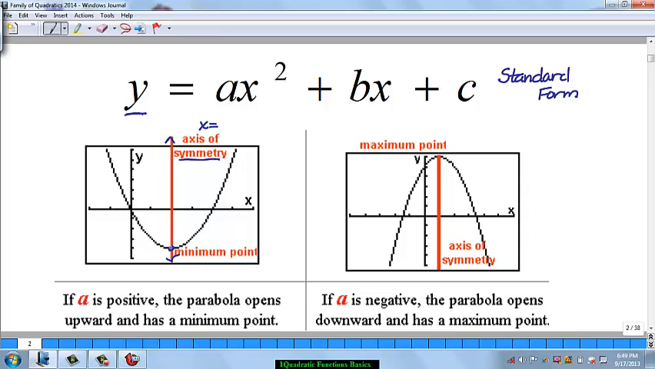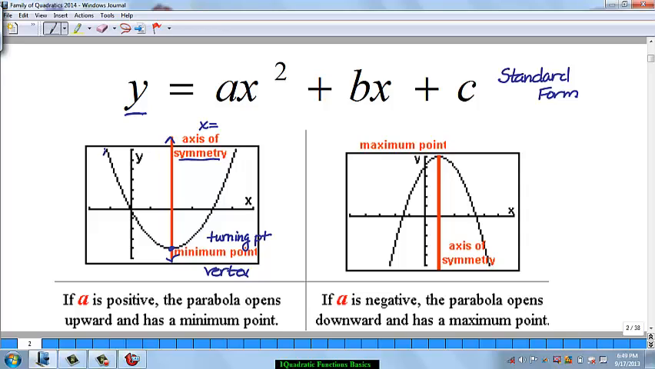Down here is the minimum point. We've also known this called as the turning point. They're both the same. We also can call it a vertex because it's the vertex of the parabola. It's right here where it turns and goes the other way. And it's always on the axis of symmetry.